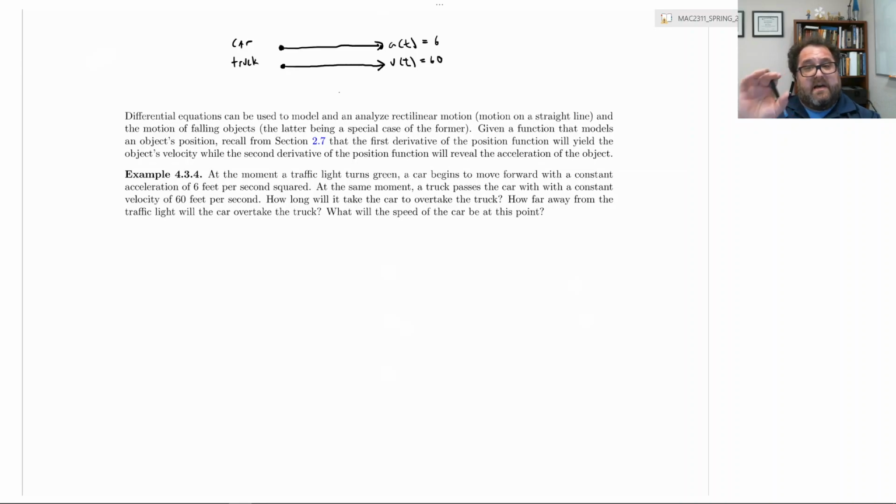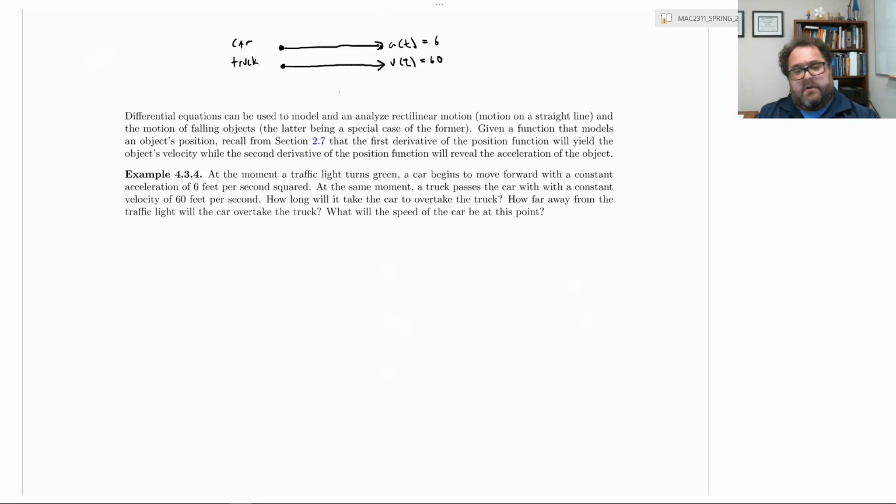Because think about it. At time 10 seconds, the car will be going 60 feet per second. Now, the truck will be long gone. But then at time 11, it'll be going 66, and at time 12, it'll be going 72. Meanwhile, the truck is still going 60 feet per second. Sorry, I said miles earlier; I meant feet per second.